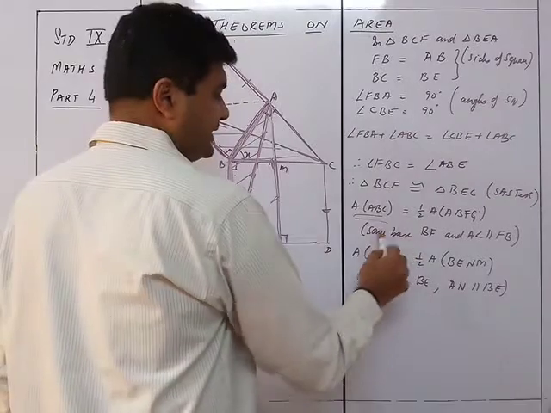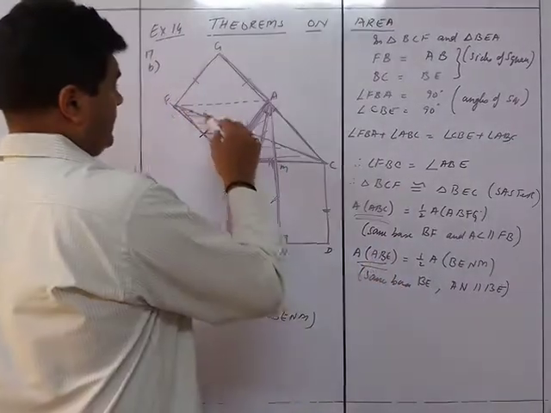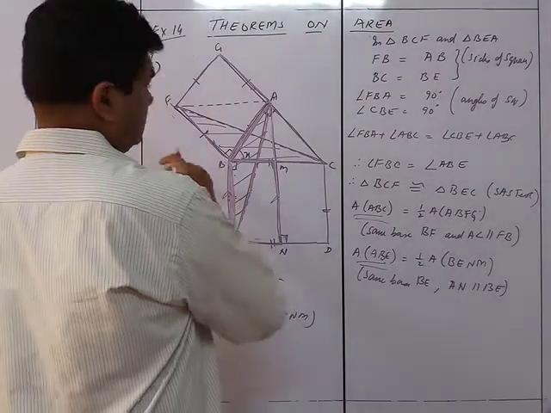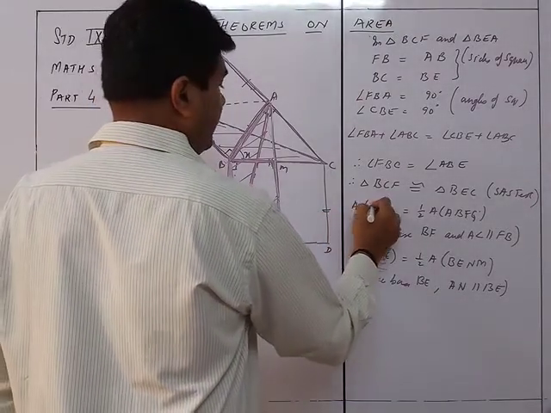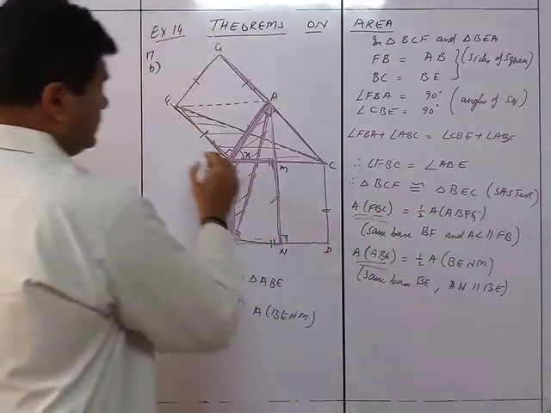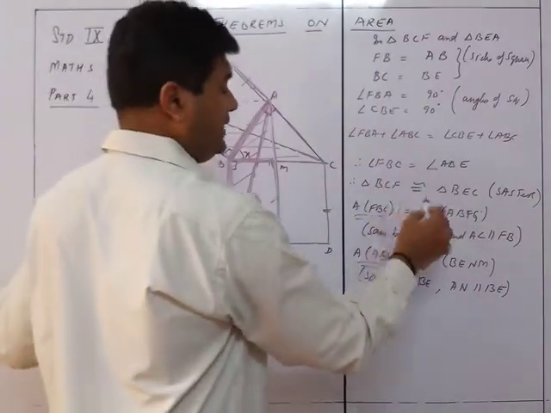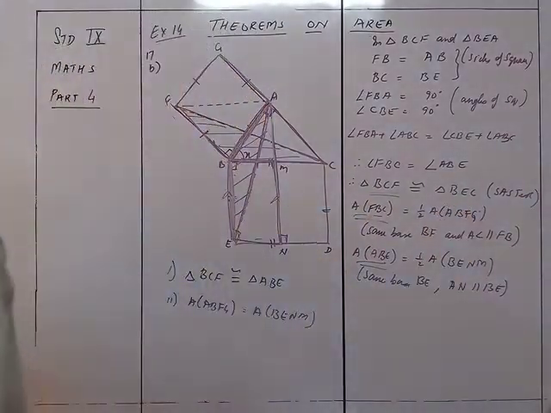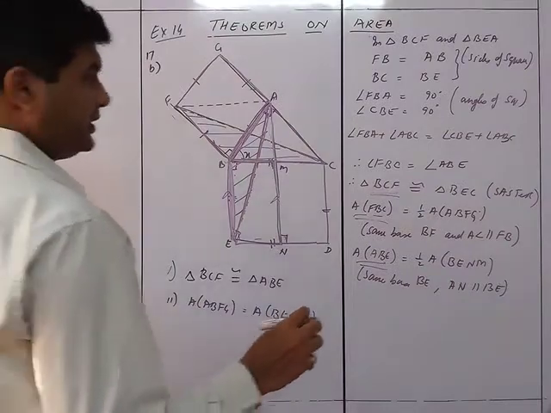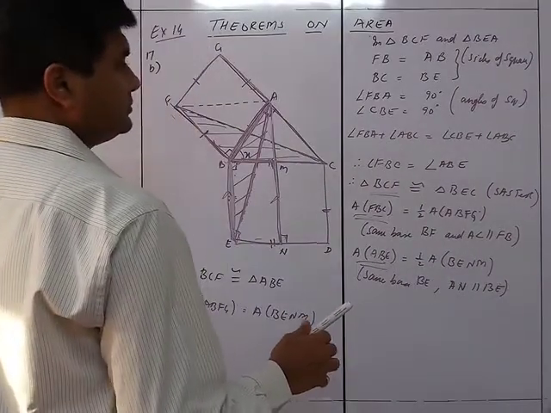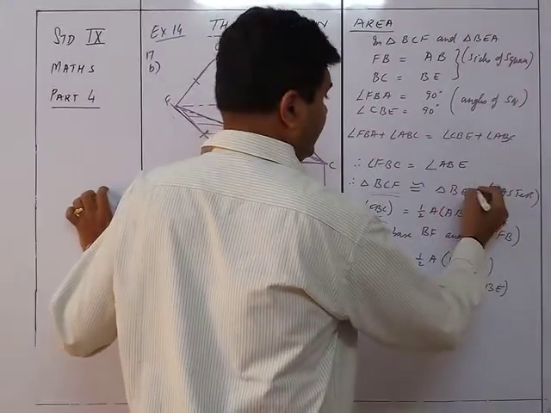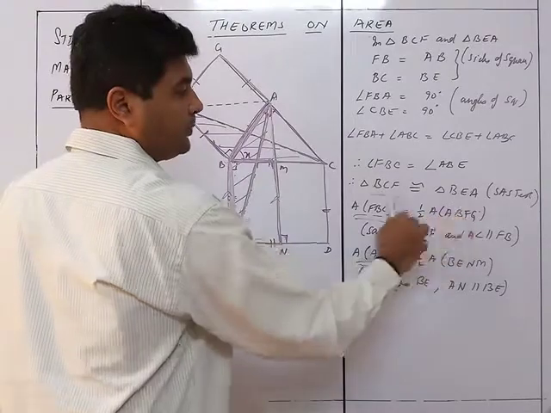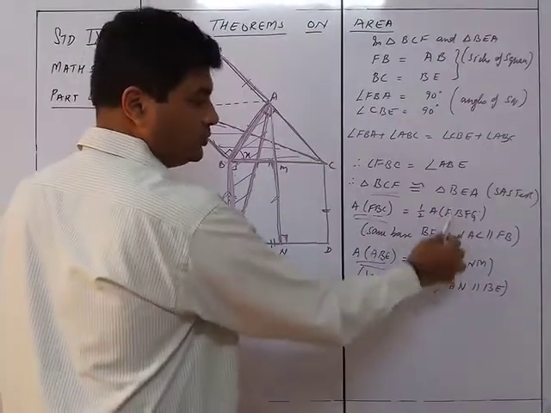But this and this are equal. Area FBC, yes, FBC. So the FBC and ABE are already equal. We have proved FBC and ABE equal. One sec, I made a mistake here. Okay, this is A. So FBC and ABE are already equal, proved. So automatically these two will be equal.